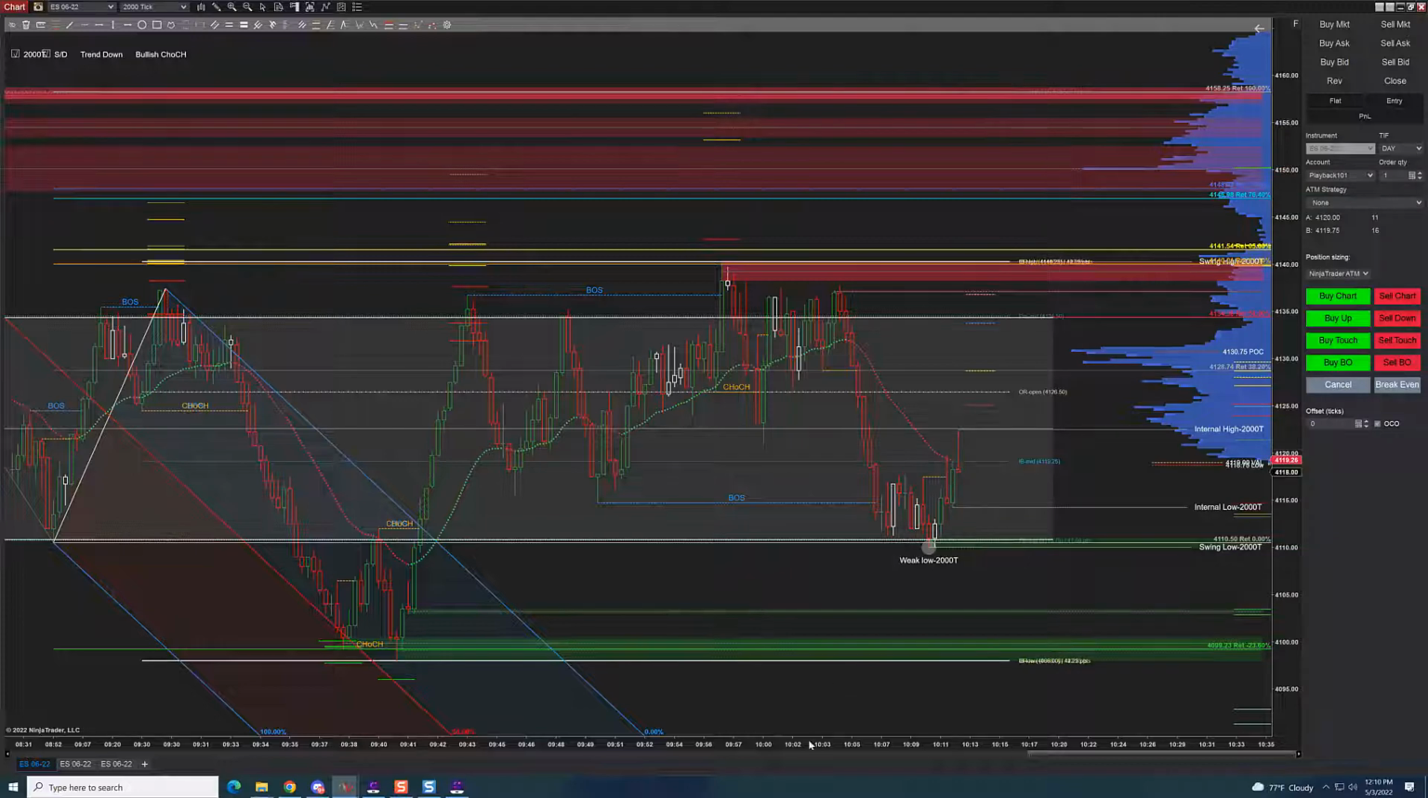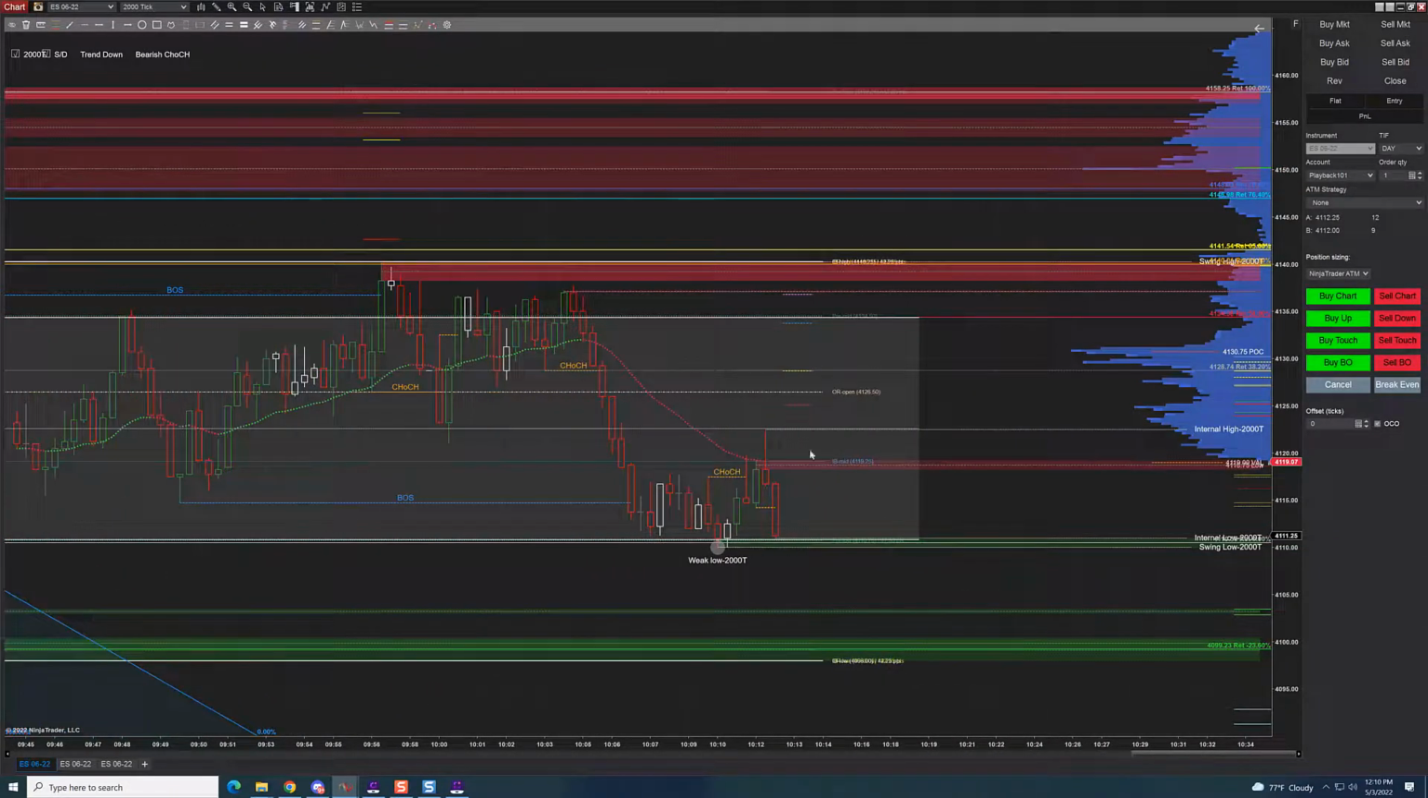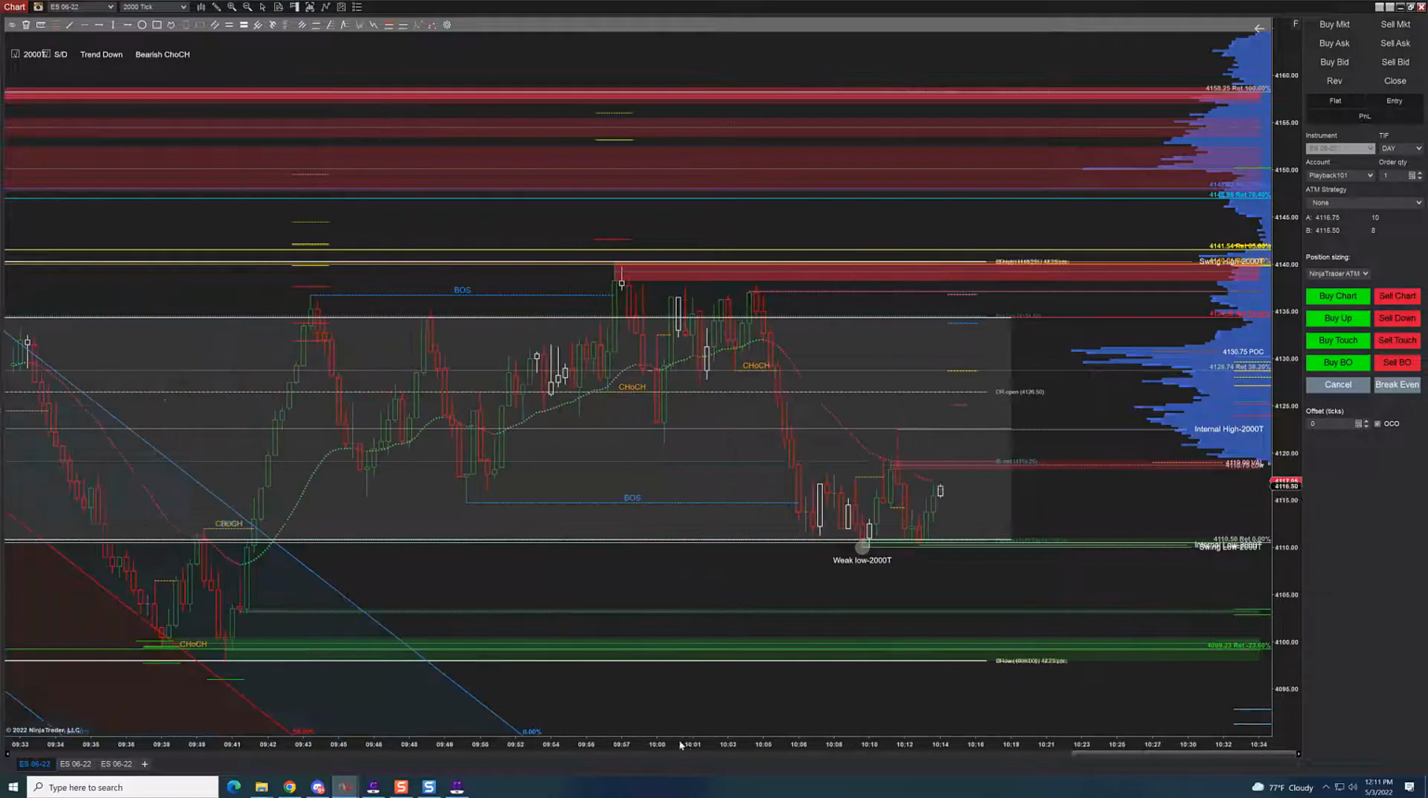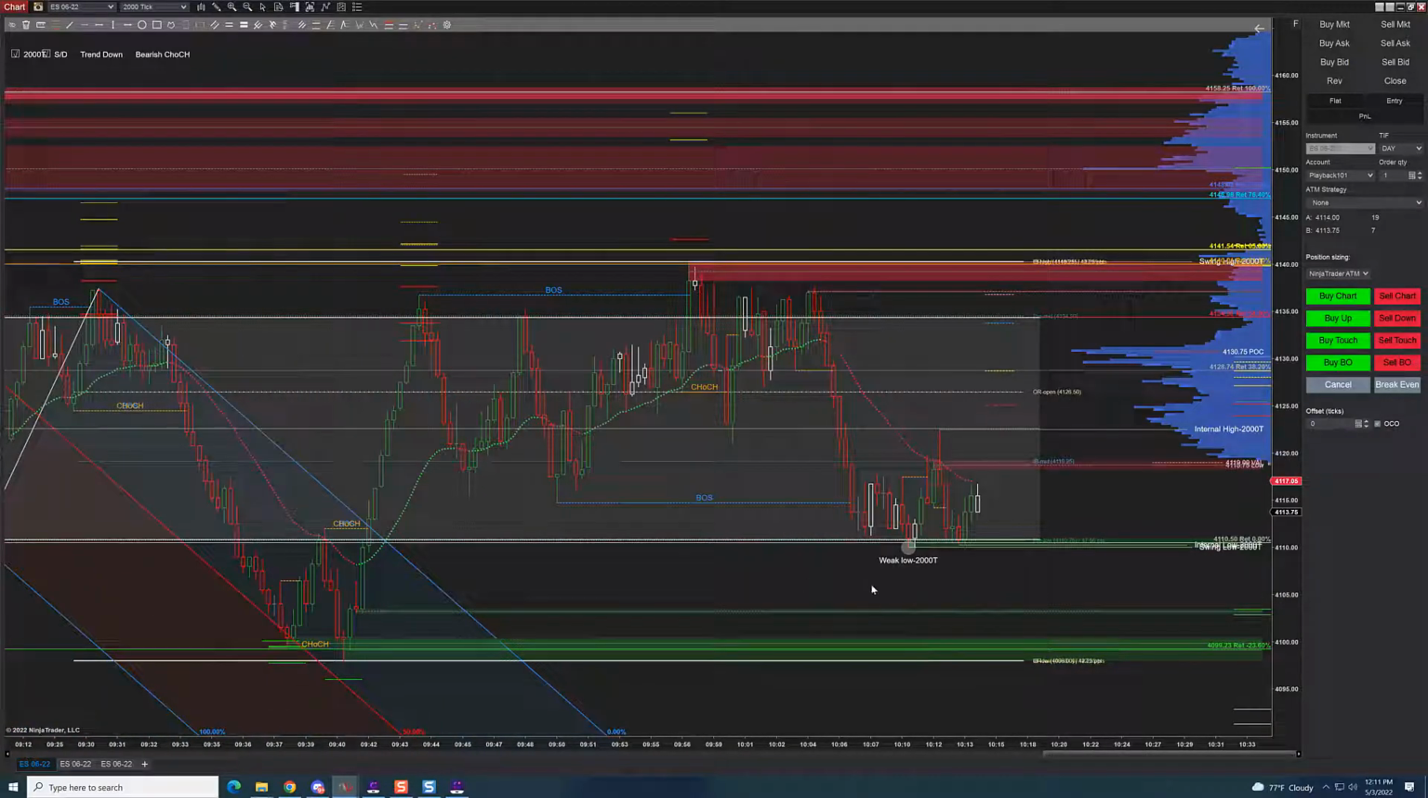Note here, since I have a change of character, which you can't quite see, this becomes the weak low. Now, do we get through it here, or is that little demand zone going to hold it? Trend is down, so you wouldn't necessarily be looking for a rally here. I would want to look at my indicators. I might look at a footprint chart. I want to see what's happening here.